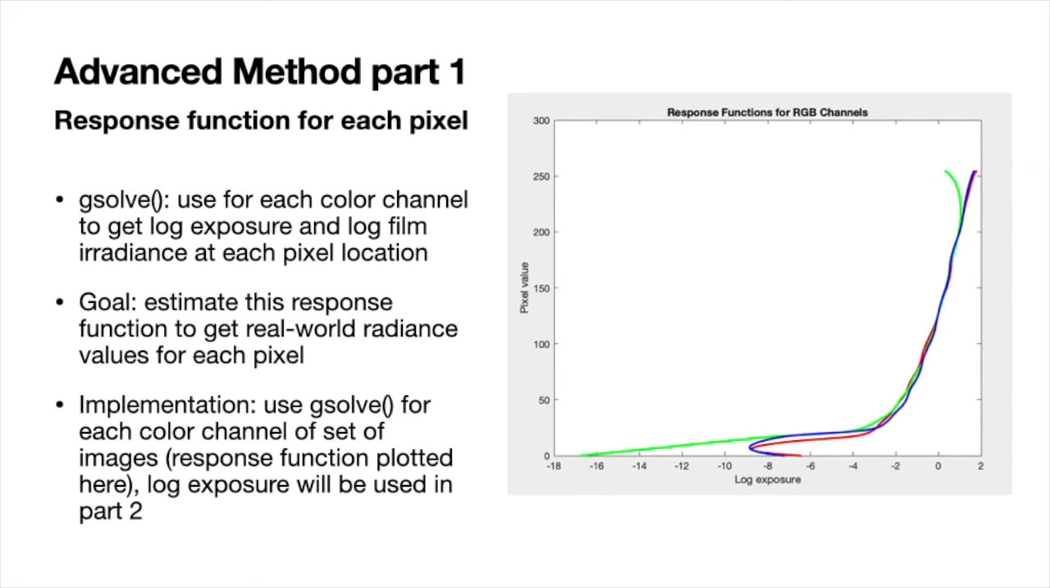So for the advanced method, the first part is using a response function for each pixel. And my response function was gsolve, which I got from Debevec's paper from the assignment prompt. And it returns the log exposure and log film irradiance at each pixel location across the 16 images. And so the goal of using this function is to get the real world radiance values for each pixel so I can then create the HDR image. And the plot of the response function is right here with log exposure on the bottom and then pixel value 0 through 255.